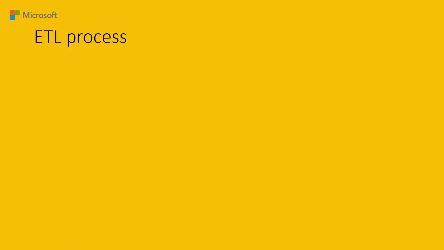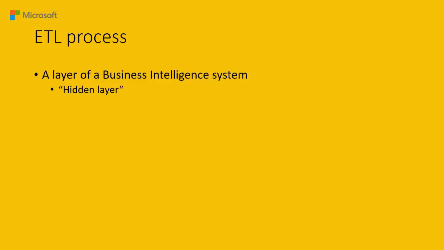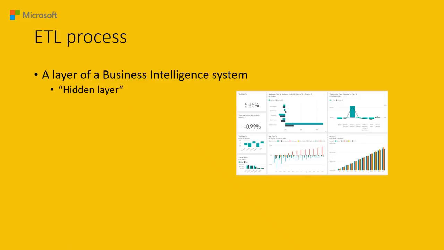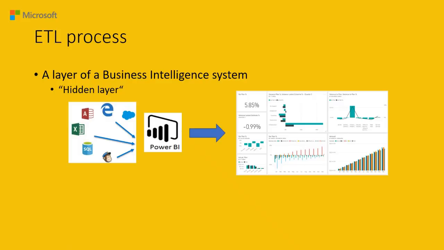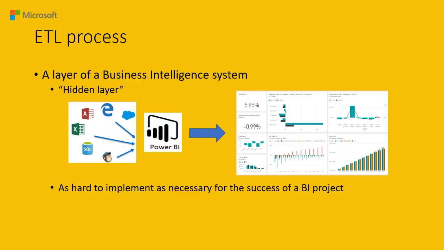The ETL process is the first and definitely the basic layer of a business intelligence system. We could say it's a hidden layer. The final user who looks at the analytical reports and dashboards does not see all the stuff necessary for cleansing, filtering, and wrangling data before loading it. The ETL process is as hard to implement as it is necessary for the success of a BI project. All the BI process is based on a good or a bad ETL.